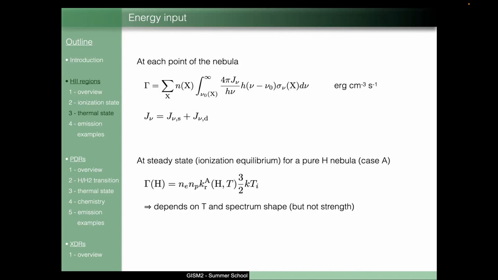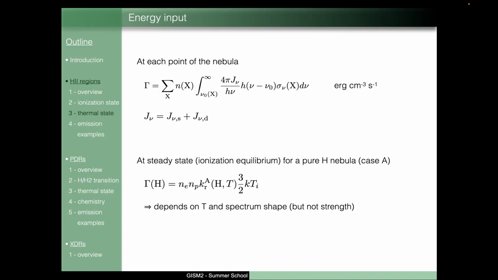So when we look at this equation, the first instinct is to believe that the heating rate due to photoionization is directly proportional to the intensity of the radiation field. But in fact, and this is a fun fact about H2 regions, it's absolutely not the case. And the reason is because we have this factor here.